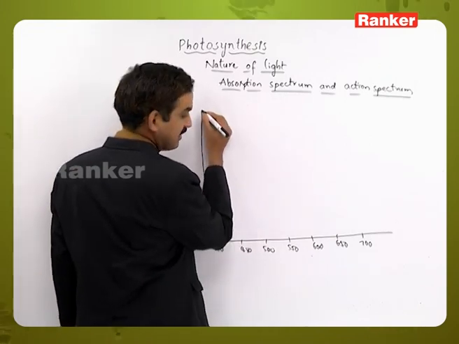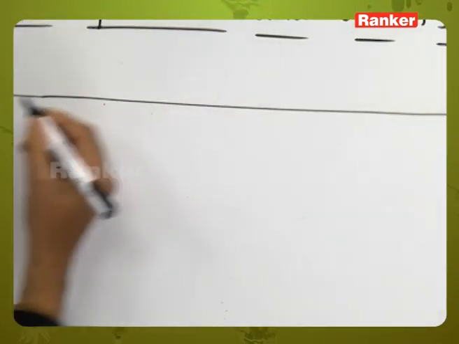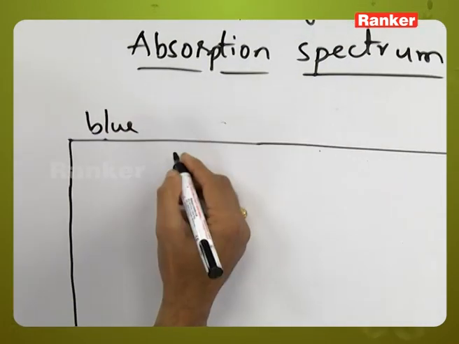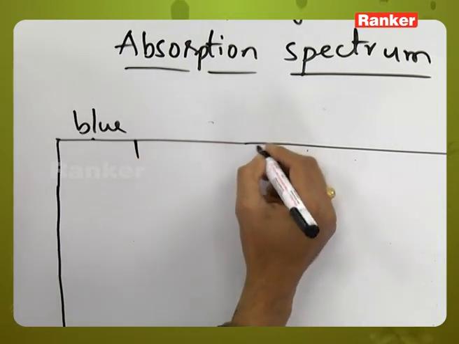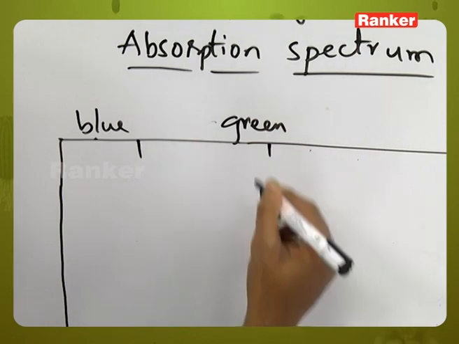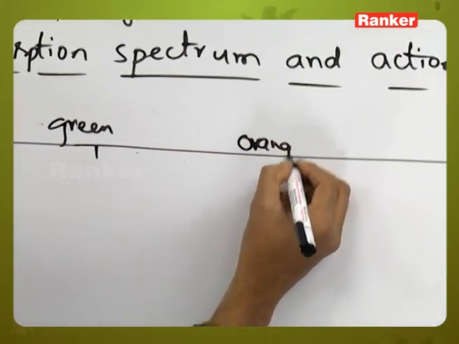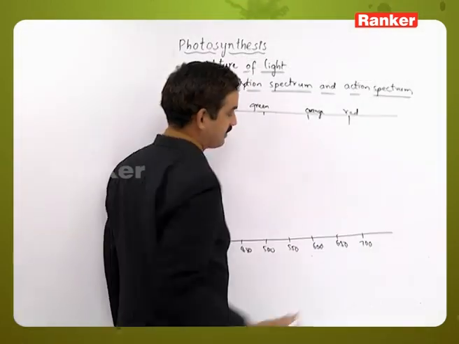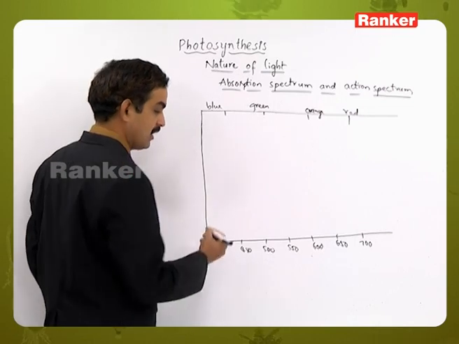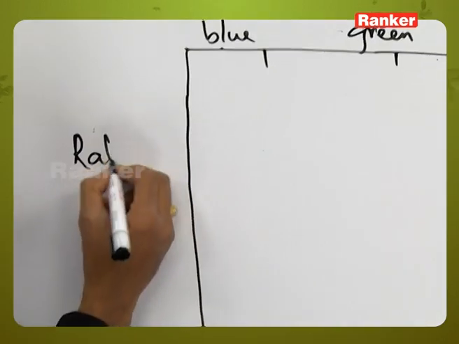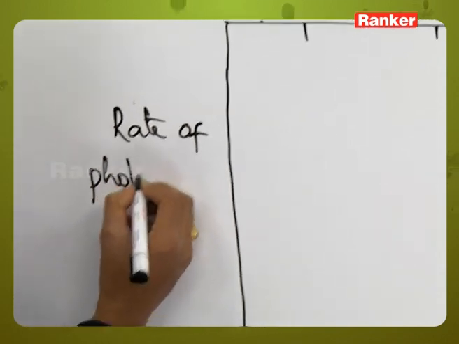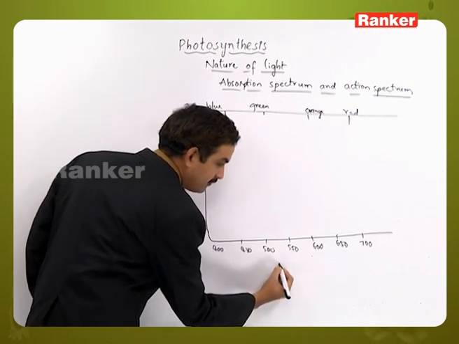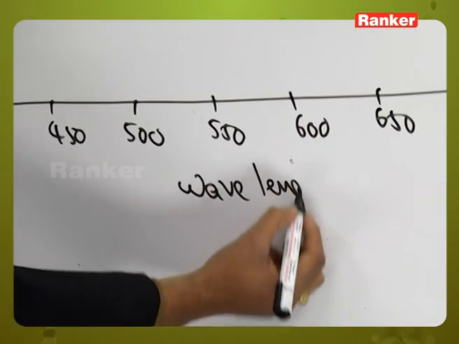So if we take the different colors of this one, here it is somewhere at a blue color, and green, orange and red color somewhere at 650 to 700 nanometers. So here, the rate of photosynthesis is plotted with the wavelength of light in nanometers.